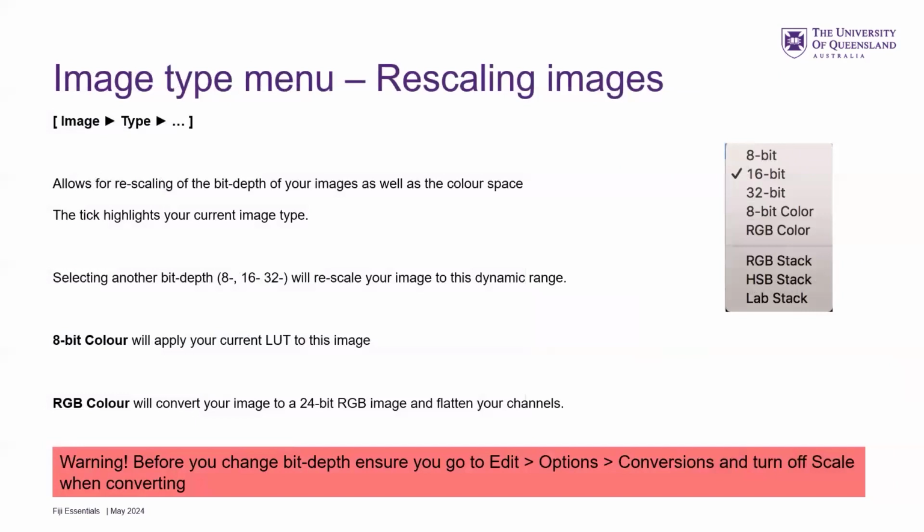Something to be aware of though is often if you adjust the display and then you change the bit depth, it will, for whatever reason, use the adjusted settings. So then you are really changing the numbers underneath. So just be careful if you're doing the conversion. There is Edit, Options, Conversions, and make sure Scale When Converting is turned off. But just be aware of that if you are playing with the bit depth.